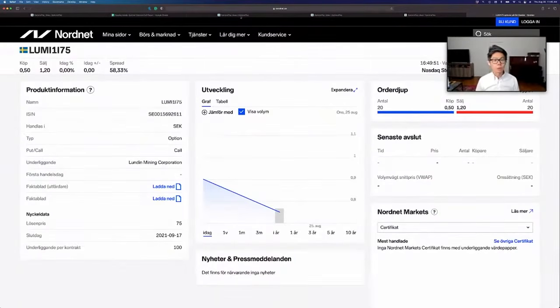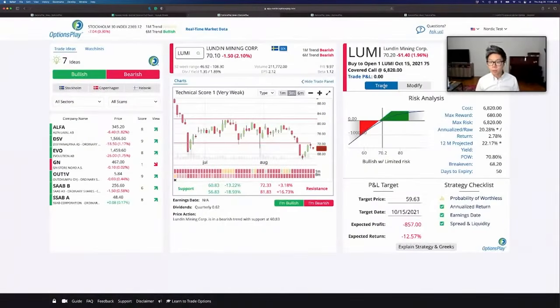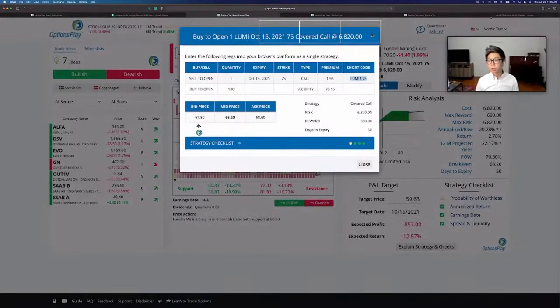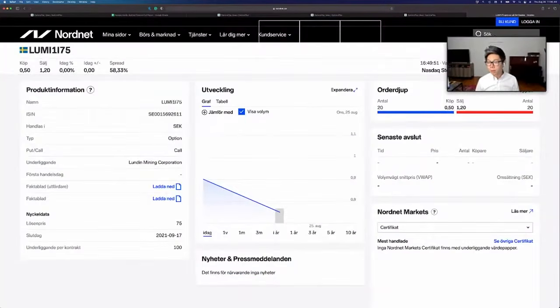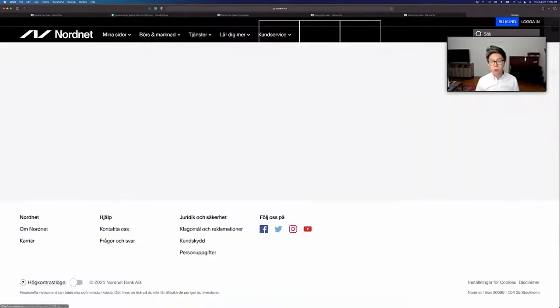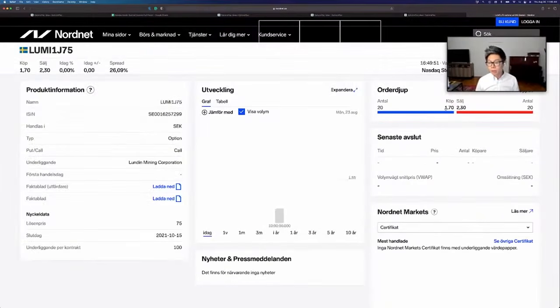I'm not sure why the Nokia symbol wasn't coming up, but this one, LUMI, is coming up when I click on it. When I paste this short code here into Nordnet, as you can see, it'll find the options call that I'm looking at, and I can look at the current bid-ask and start executing a trade to sell this covered call.